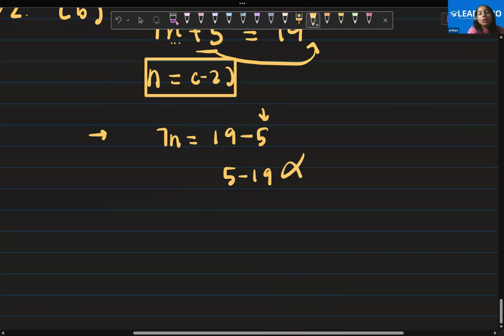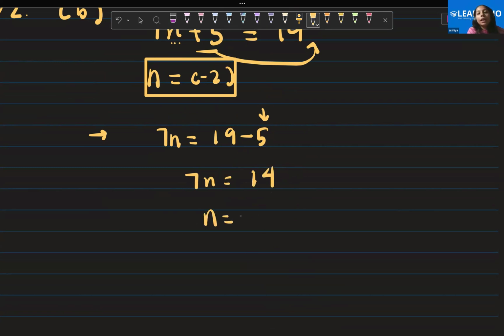So first we're subtracting. 19 minus 5 will be how much? 14. So 7n is equal to 14. And what is happening here? Can anyone tell quickly? What's happening with 7 and n? Ma'am, then it will become n equals 14 by 7.